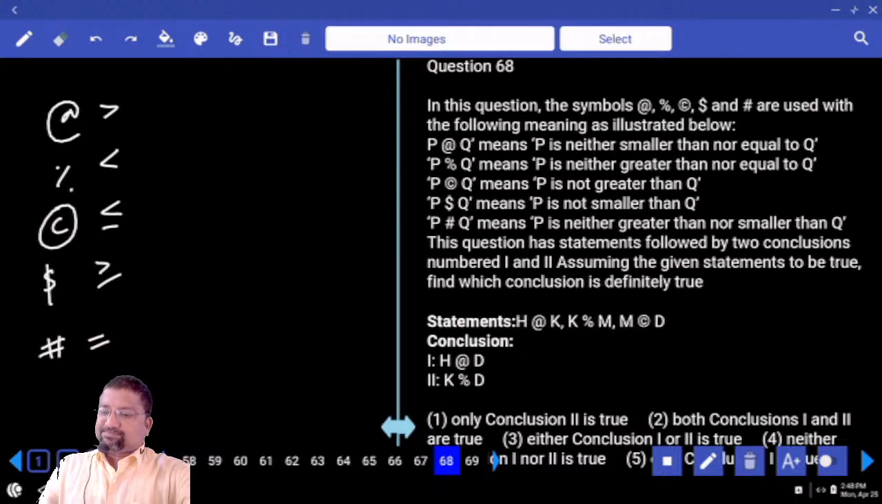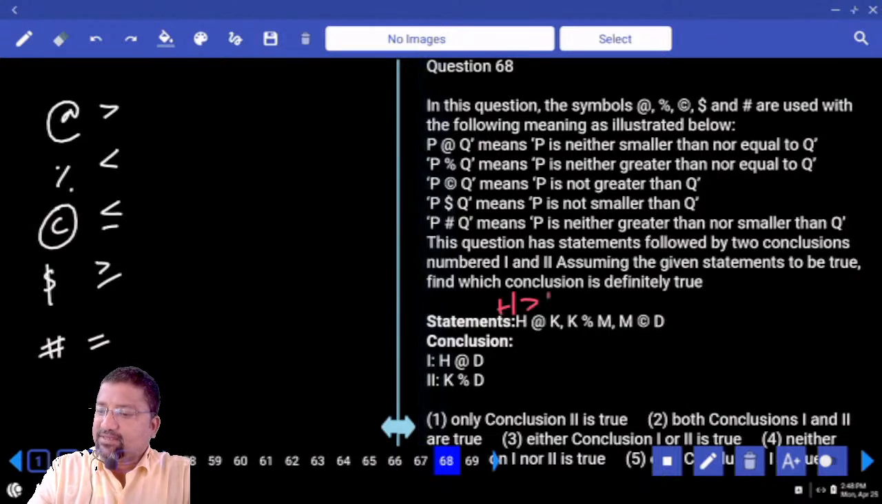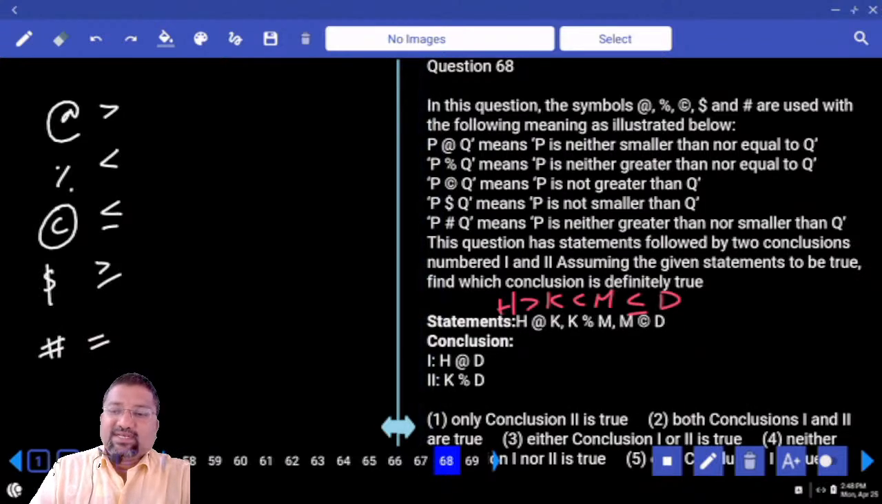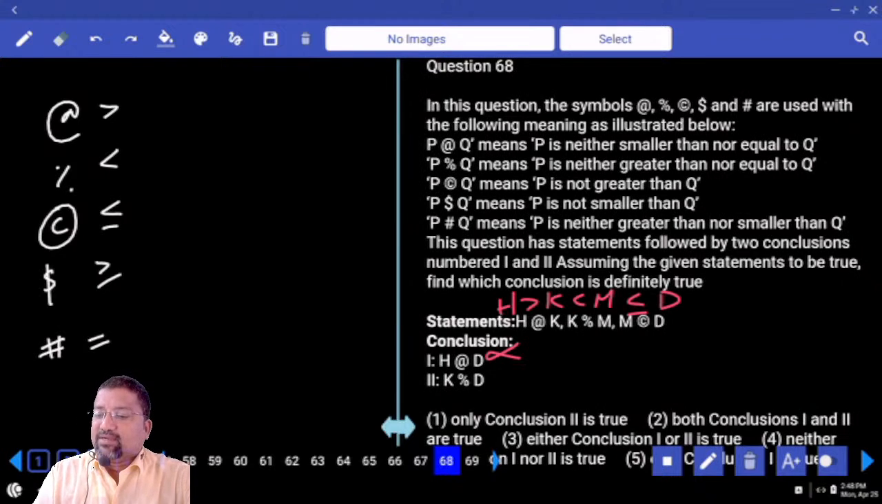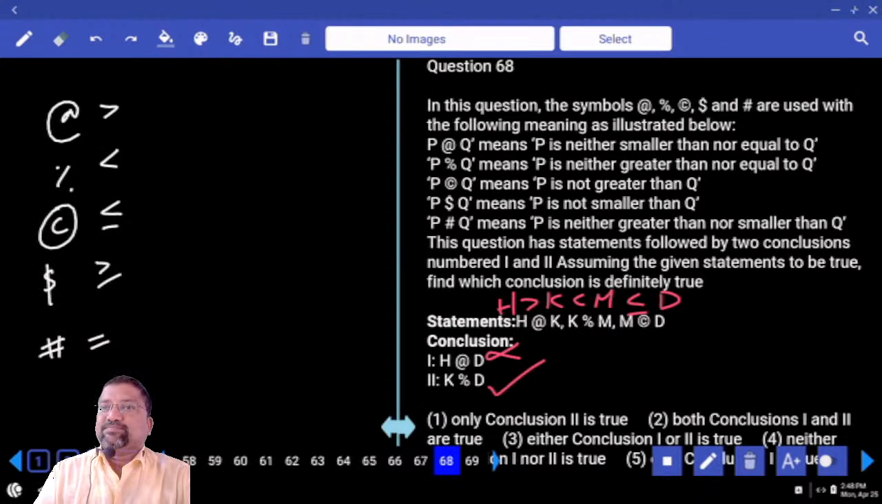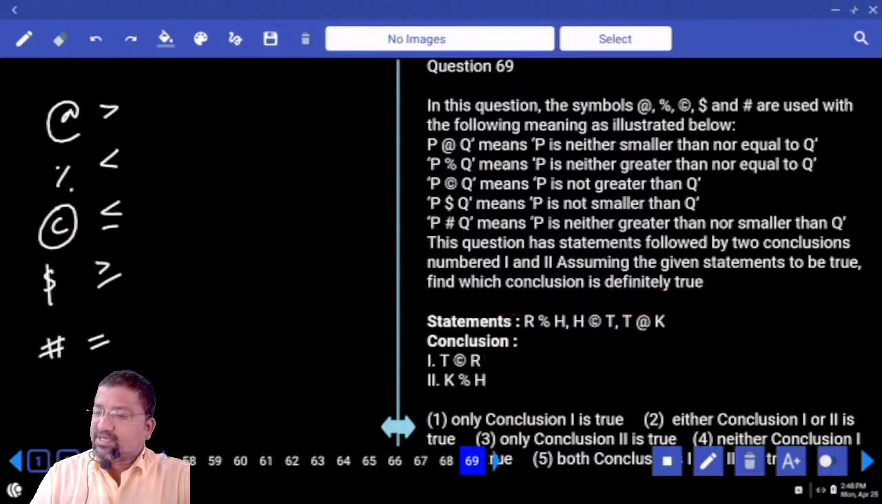For conclusions. Come on, what is this? H at the rate K. H greater than K. K percentile less than M. M copyright less than or equals to D. H and D, if you observe, opposite symbols, cannot be determined. K and D, what is the conclusion? K less than D. What does percentile mean? Less than, right. Only 2.